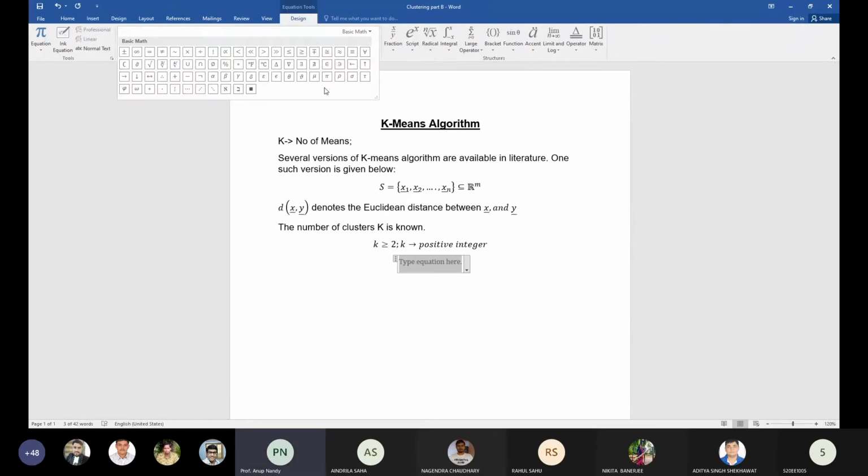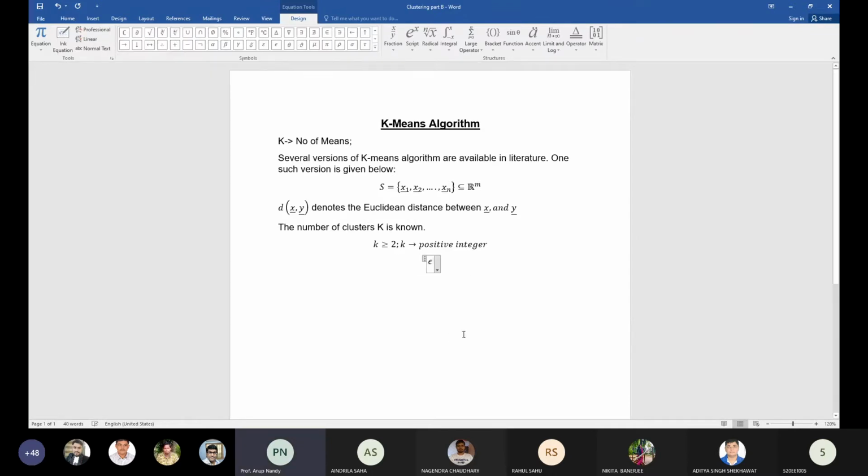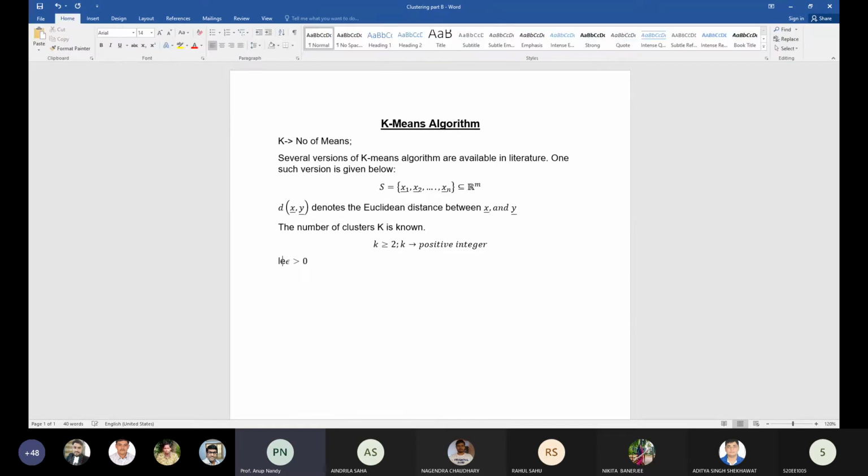Now you have to choose an epsilon greater than 0. Let epsilon greater than 0 be chosen. So these are the things that are to be assumed.